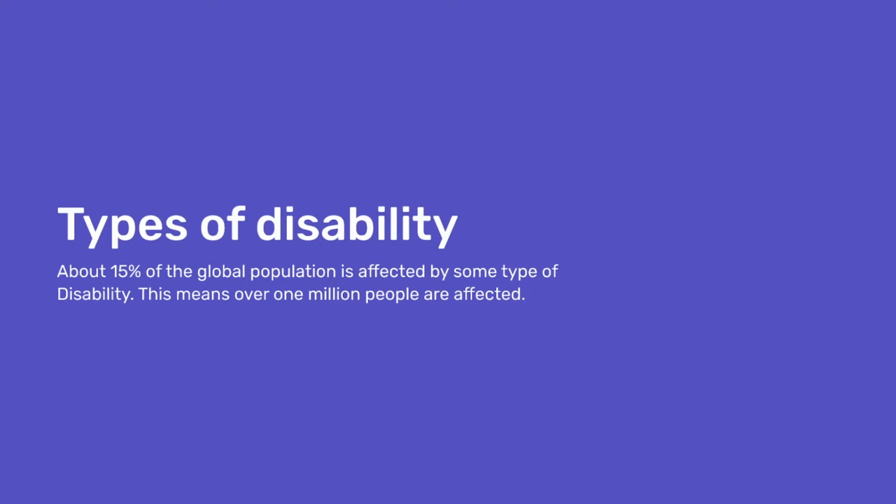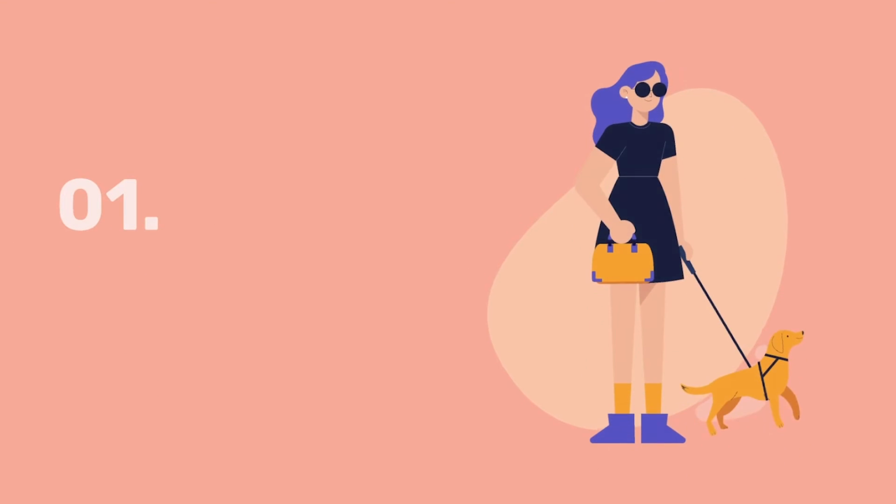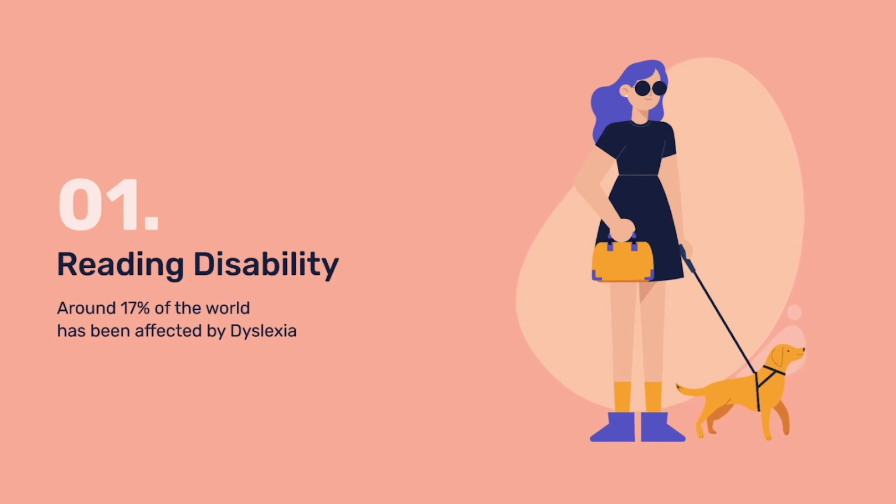About 15% of the world population is affected by some type of disability. This means over 1 million people are affected. Disability type number 1 is reading disability. Around 17% of the world has been affected by dyslexia, which makes it difficult for them to read unlike others.